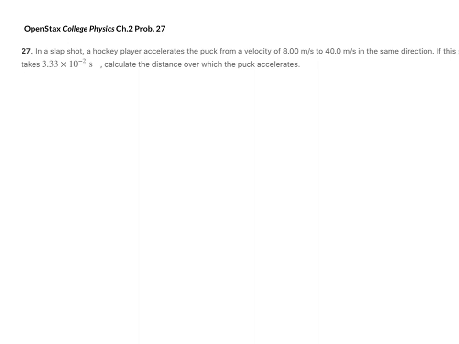Let's look at OpenStax's College Physics Chapter 2 Problem 27. In a slapshot, a hockey player accelerates the puck from a velocity of 8 meters per second to 40 meters per second in the same direction. If this takes 3.33 times 10 to the negative 2 seconds, calculate the distance over which the puck accelerates.